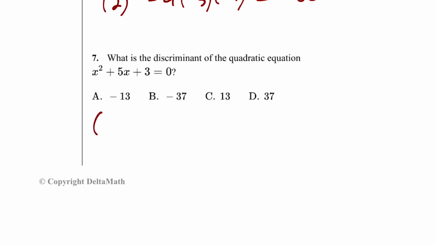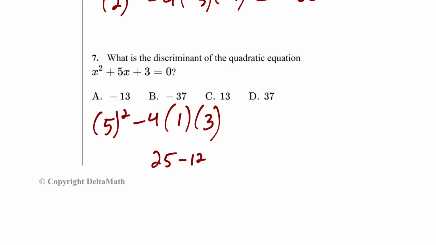For this next one, it's b squared minus 4 times a times c. So this is 25 minus 12, which is just 13.